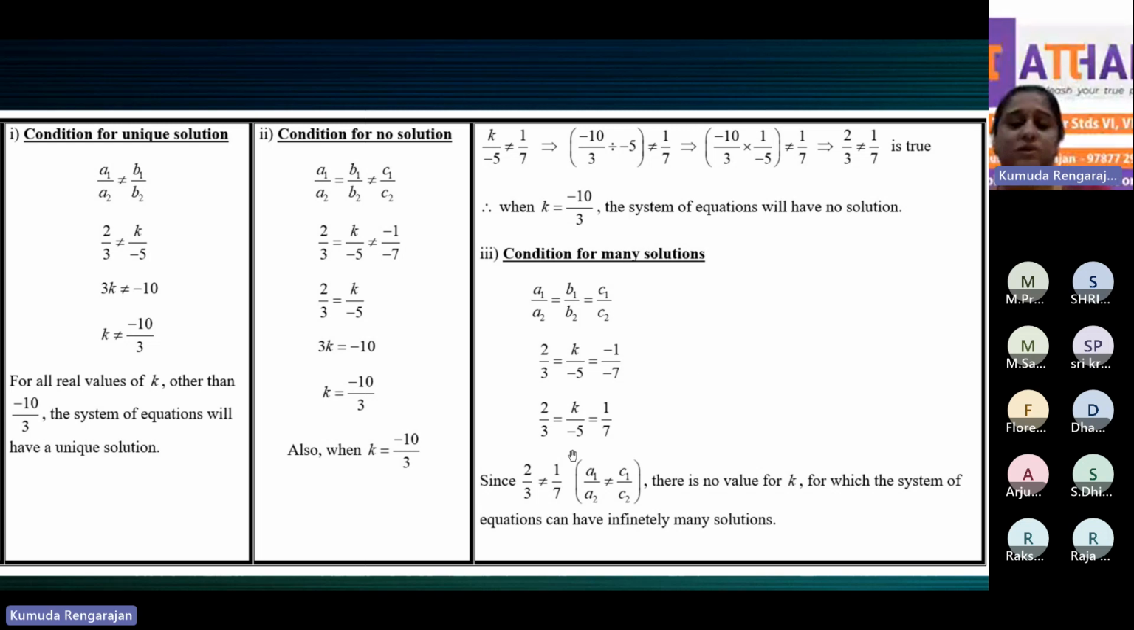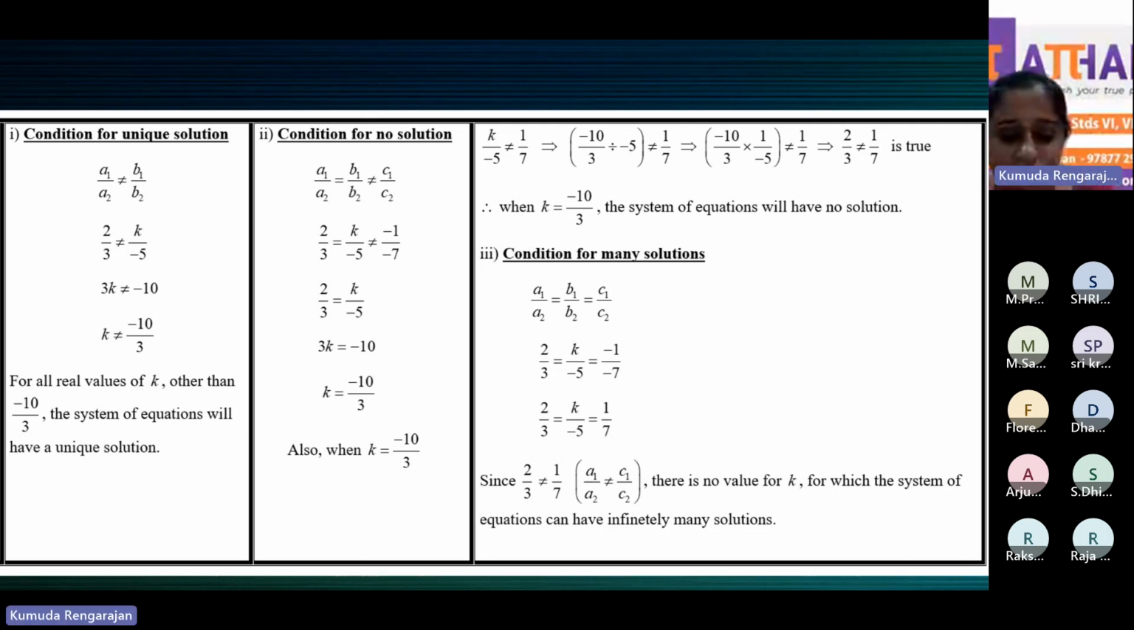And finally, for many solutions, you just have to substitute like this, and then say that 2 by 3 is not equal to 1 by 7. So there is no value for k. There's no working for the third subdivision, because straight away A1 by A2 is not equal to C1 by C2. So there is nothing to work and find the value of k.